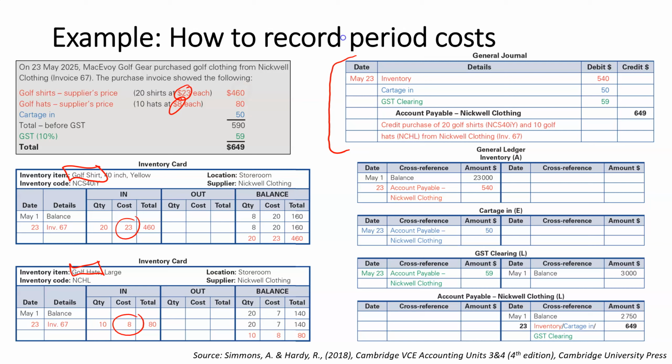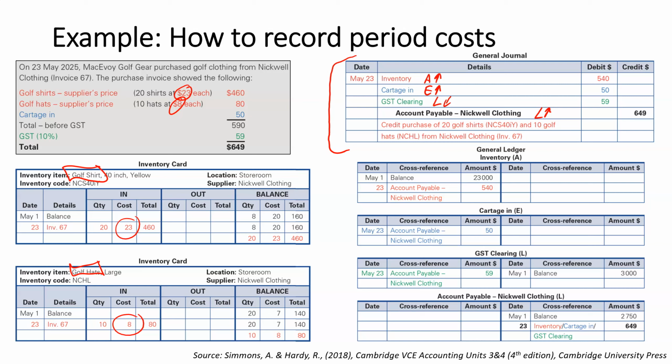You can see that the inventory account, our asset, has increased by $540. That represents the shirts and the hats together. You can see that we now have cartage in, which is an expense of $50. Now in product costs, we wouldn't see that. We would see that being absorbed almost as part of the inventory, but now it's been separated. And then we've got our liability going down for GST clearing and our liability going up for our accounts payable to Nick Well Clothing, who we are now going to owe this $649 to.